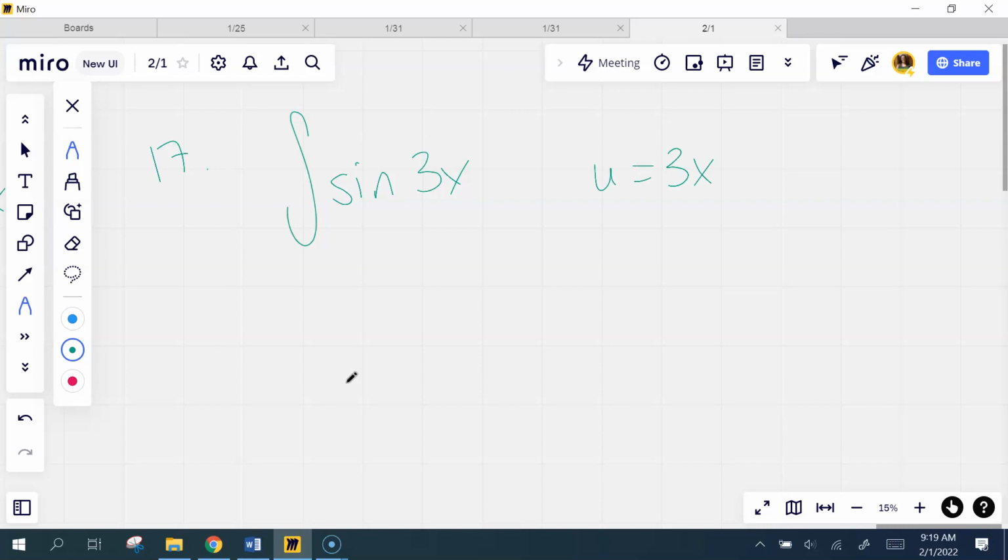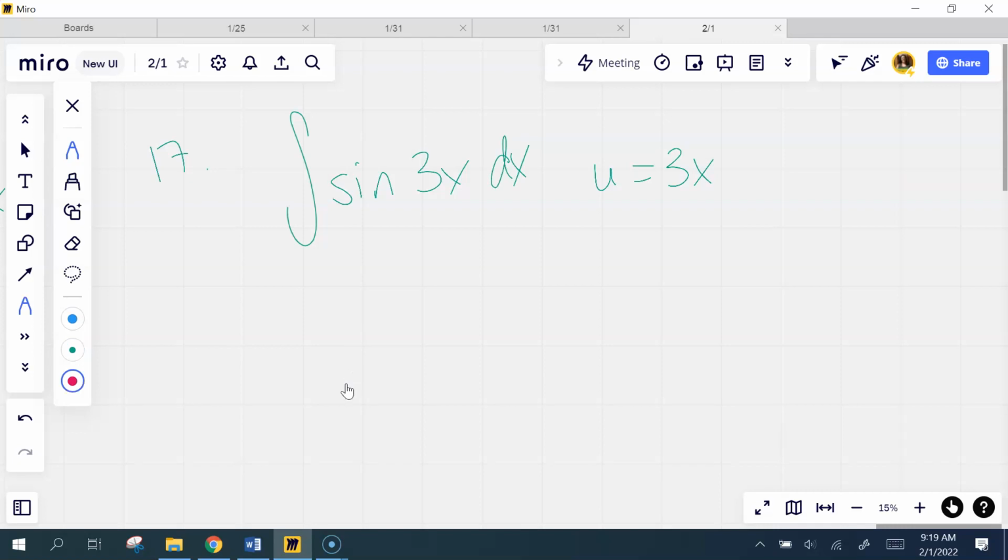Use the indicated substitution to evaluate the integral. Confirm your answer by differentiation. So we're just going to check our work when we're done. It's all the same. So this is saying let u be 3x and evaluate the integral.